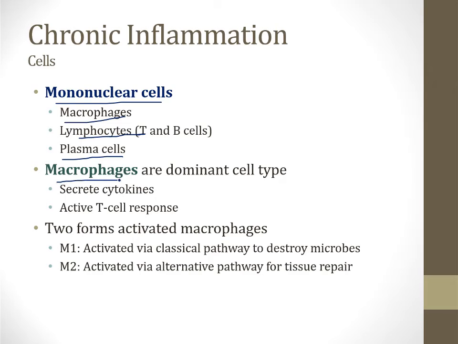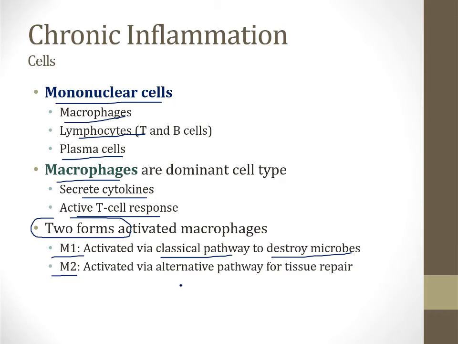Macrophages are the dominant cell type. They secrete cytokines and they also activate the T cell response in chronic inflammation. And it turns out that the activated macrophages seen in chronic inflammation come in two forms. Some are called M1 macrophages. These have been activated via the classical pathway to destroy microbes. I'll talk about what this is in a minute. The second type are the M2 type.